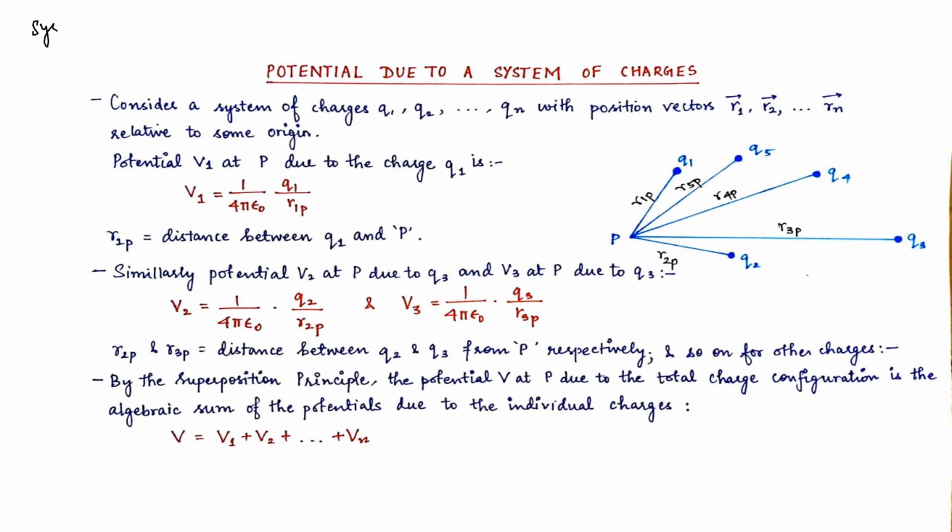A system of charges is where more than two charges act. In chapter 1, we found the force on a given point due to a system of charges, as well as the electric field for a system of charges.